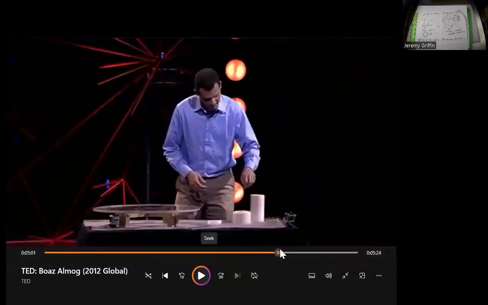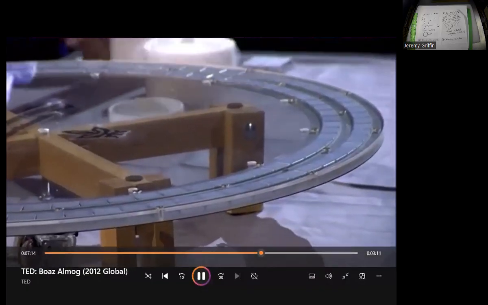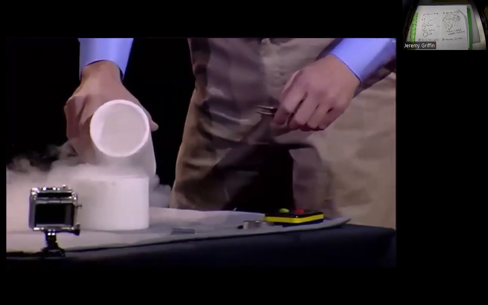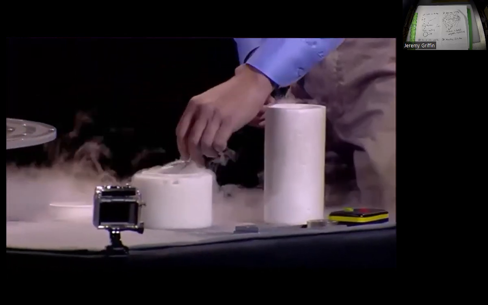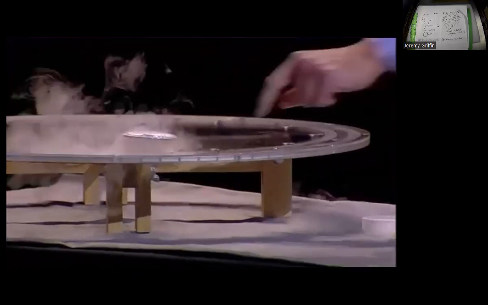Here we go. Let's check out these cool demos. Circular rail here. And when I place the superconducting disc on top of this rail, it moves freely.